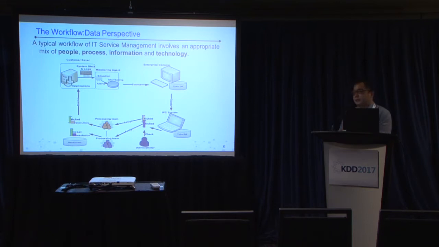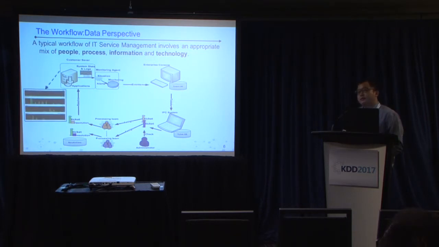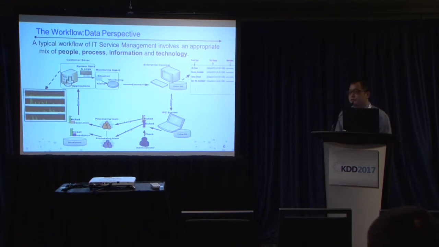From the data perspective, we are looking at what kind of data is generated from the process. In the process you involve people, information, process and technology, but what are the data there? What types of data are generated in this process? You have the performance metrics, which are mostly time series data, like the CPU utilization, the throughput, and the memory utilization. In the system you also have events, with a timestamp, an event type, and a description of what happened. If an event is severe and we need to fix it, you have tickets. The tickets have the time and a message describing what happened or a possible resolution.